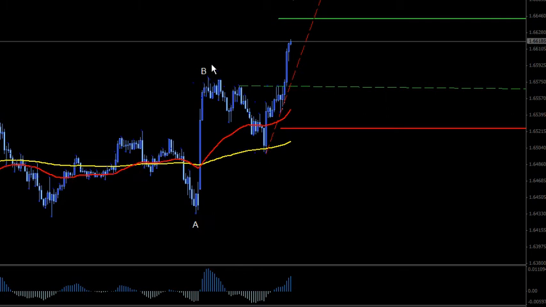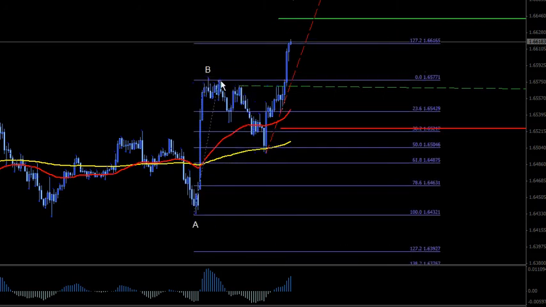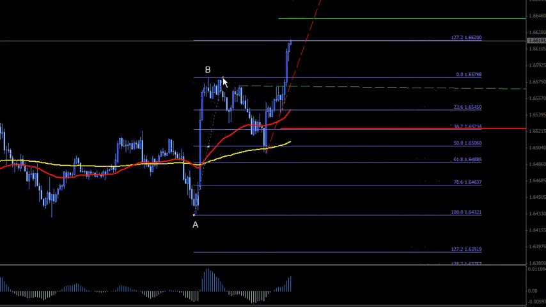How we find the entry is we fib from A to B, the most recent swing low to the most recent swing high, and we wait for C. What happens is this: either you'll find that the pair on whatever time frame you're looking at will form a bull flag, or price will continue down and test one of the fib levels. So in this case, price came down and tested the 50%.